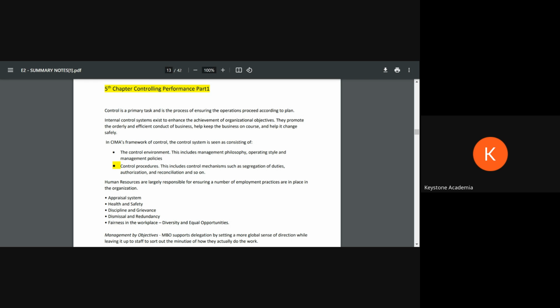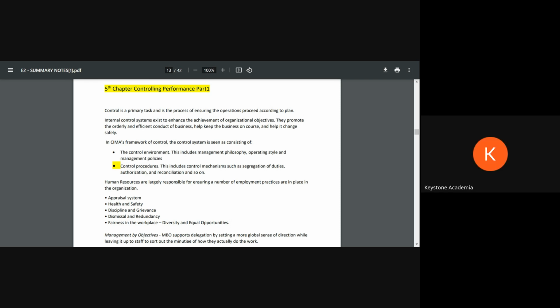Okay. In CIMA's framework of control, the control system is seen as consisting of a control environment and control procedures. What is a control environment? Anybody? Isn't it the environment where the controls are applicable? Yes. Can you explain a bit more on it? So, for example, if we have an office and we have controls within the office, all the systems and the policies for each section, say for example the HR policy and the finance policy, those are all part of the control environment.